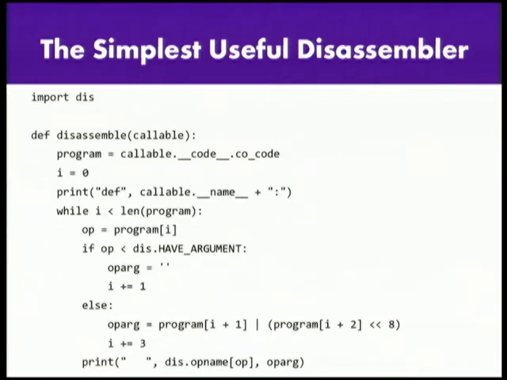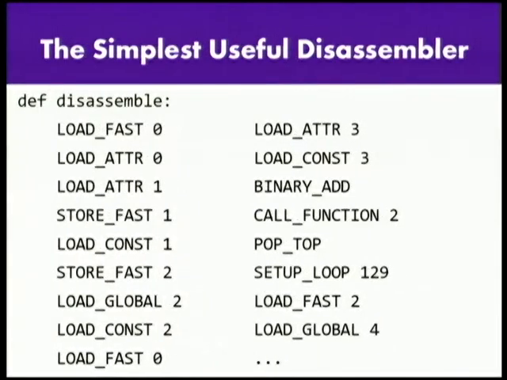Pull out the opcode from program sub I. If it doesn't have an argument, we don't have an oparg, and I just print an empty string and I go forward by 1. If it has an argument, I pull out the next 2 bytes. I shift left the second one, or them together, that's the oparg, and I go forward by 3 bytes. And the last line is actually doing the printing. Dis.opname is a dict that maps numbers of opcodes to strings that represent those opcodes, and we print out the oparg afterwards. So if I run disassemble on itself, we get that.